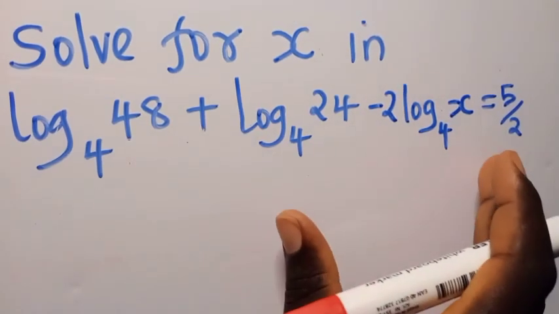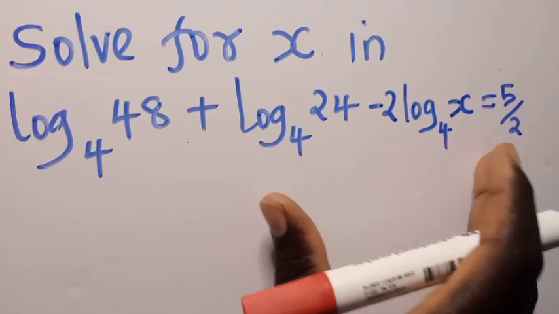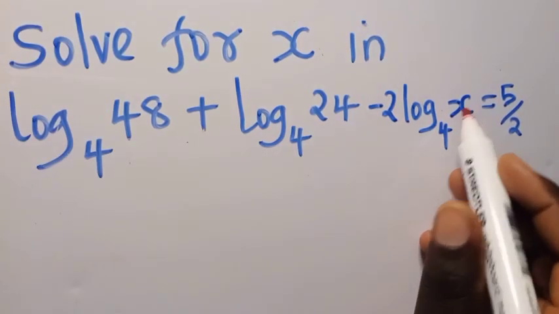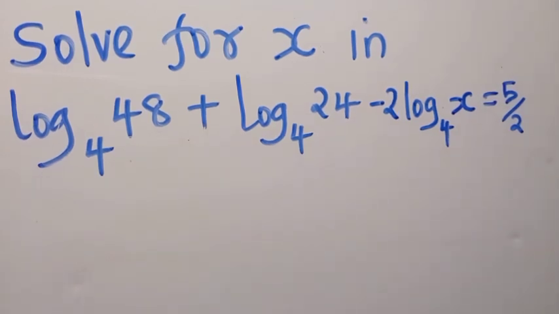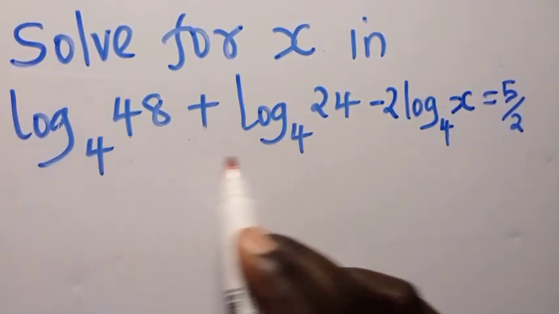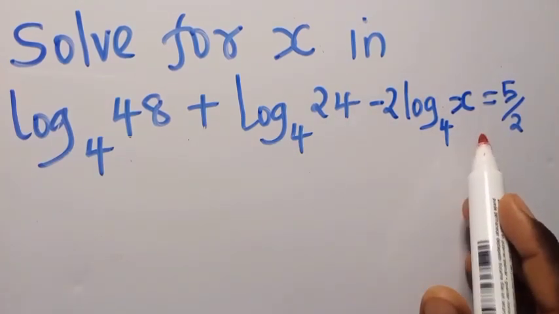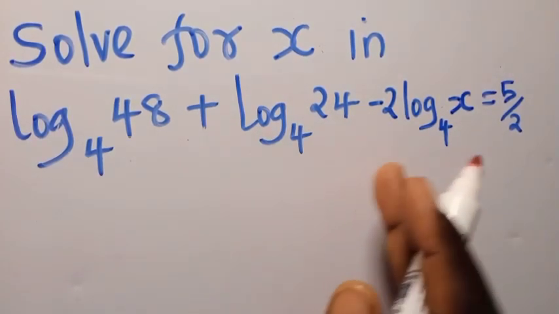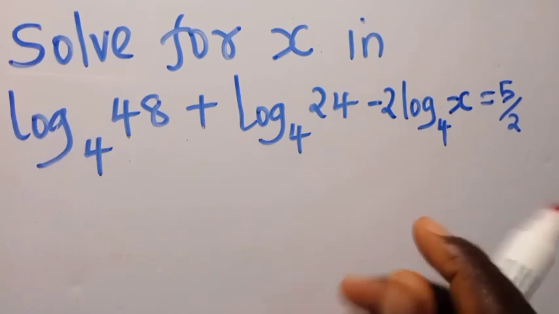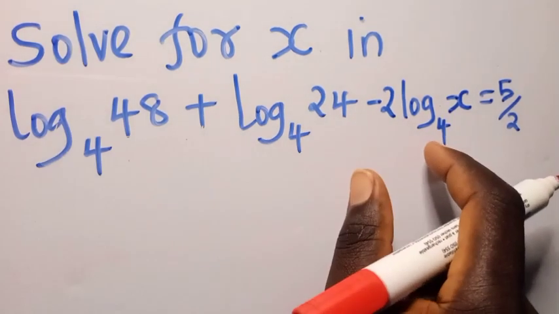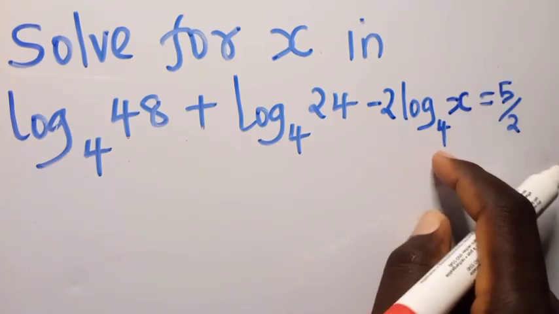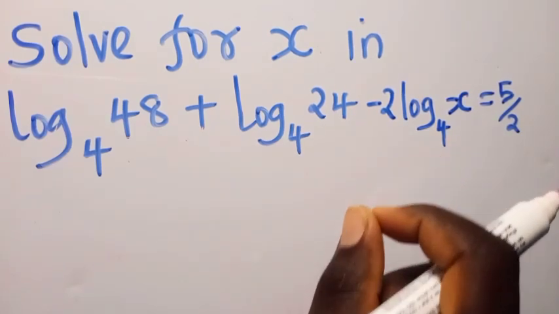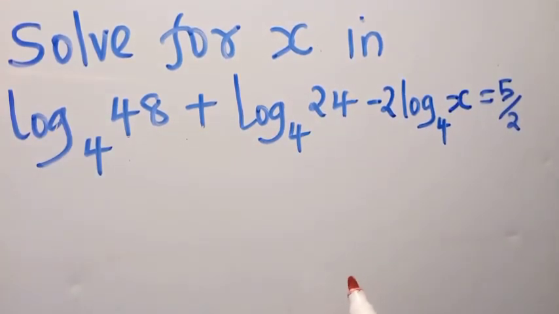Now, we need to apply the laws of logarithms to solve for the value of x. Therefore, looking at this equation keenly, on our left-hand side, we have logarithms that are of the same base. That is, they are to base 4. And therefore, we can combine them to be a logarithm of a single number.